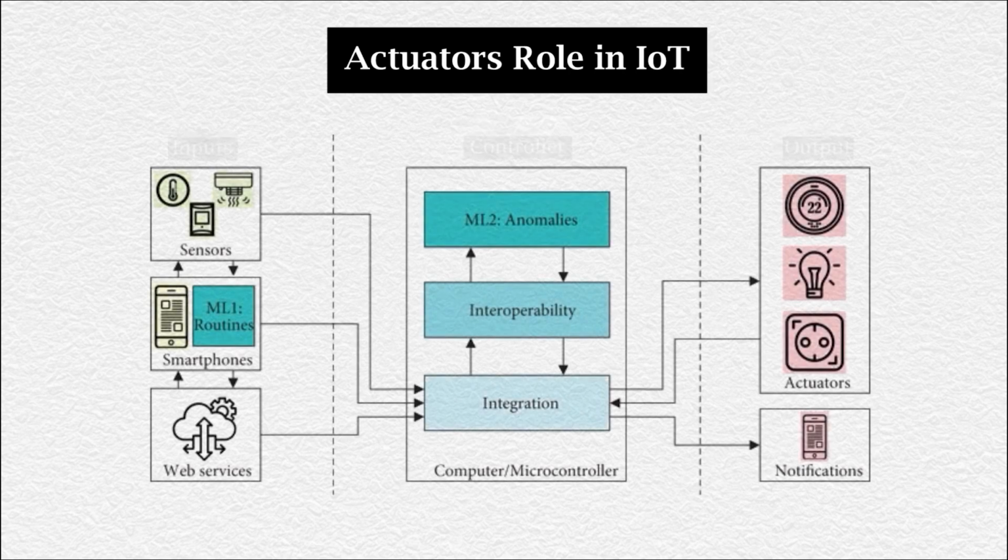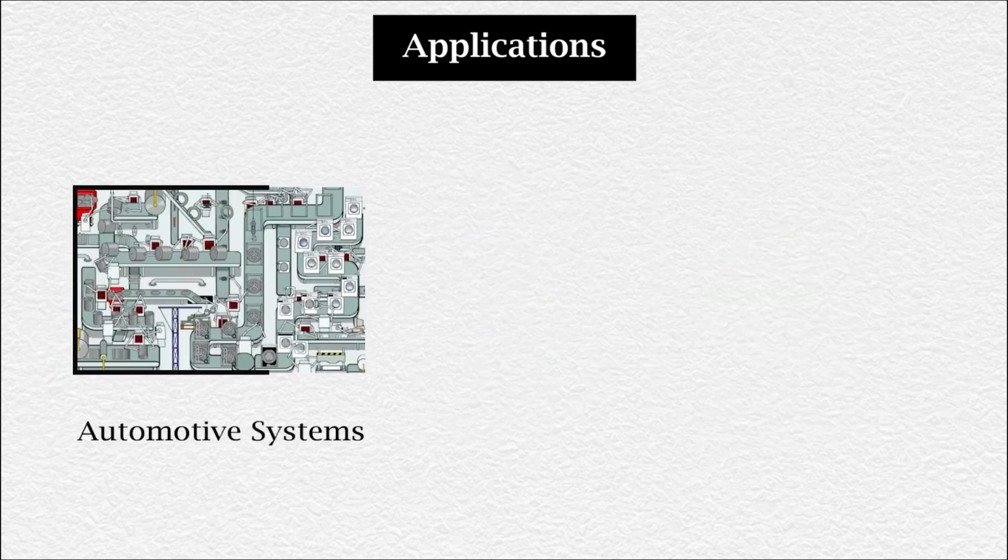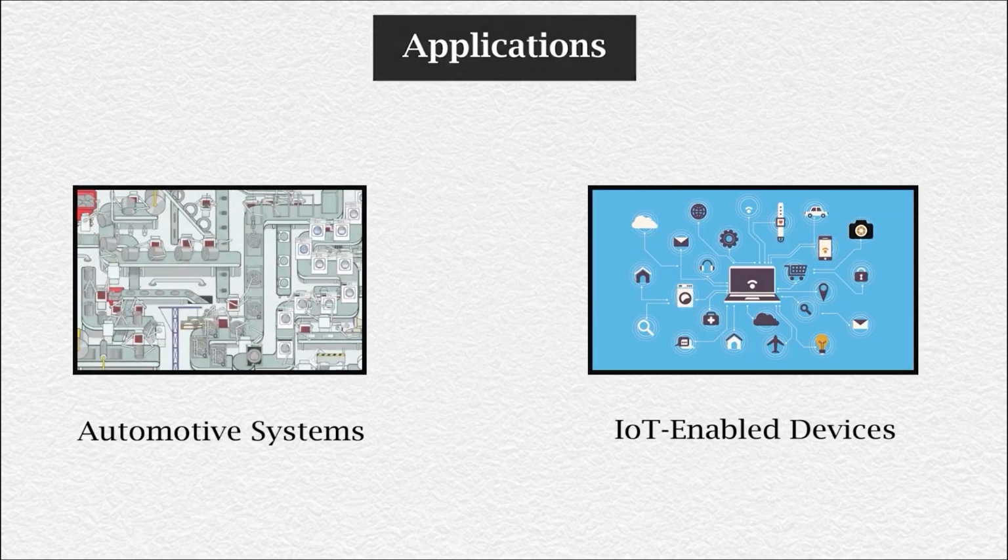Let's move ahead towards the actuator's role in IoT. Integration of sensors and actuators allows real-time monitoring, intelligent decision making and precise control of physical processes, making them integral components in various applications including industrial automation, robotics, smart buildings, automotive systems and IoT-enabled devices.